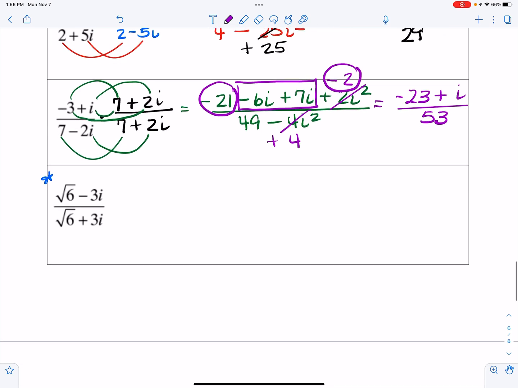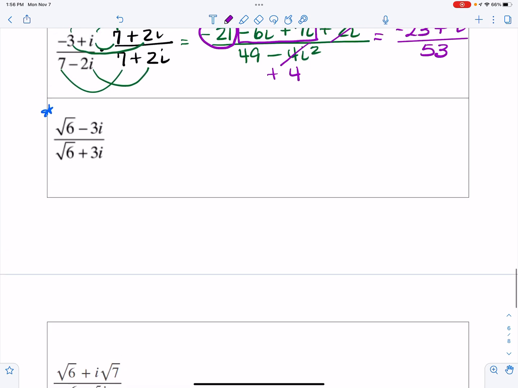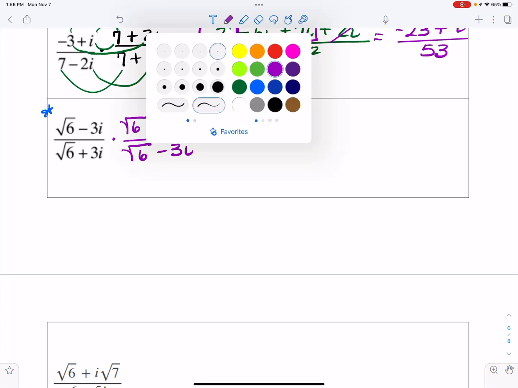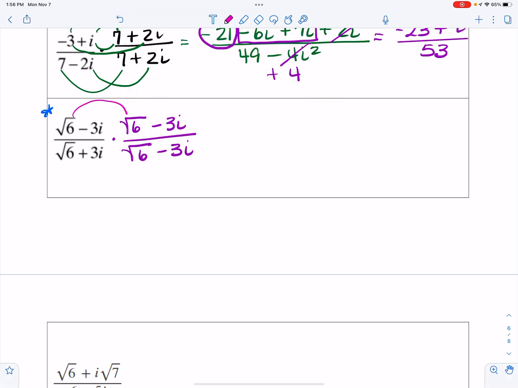Okay? All right, and this last one and the one following it, we've got some radicals. So you have to remember how to multiply by radicals. So we're going to multiply by the conjugate, square root of 6 minus 3i over square root of 6 minus 3i. So square root of 6 times square root of 6 gives me square root of 36, which we're going to be replacing. This becomes negative 3i square root of 6. The inner is also negative 3i square root of 6.